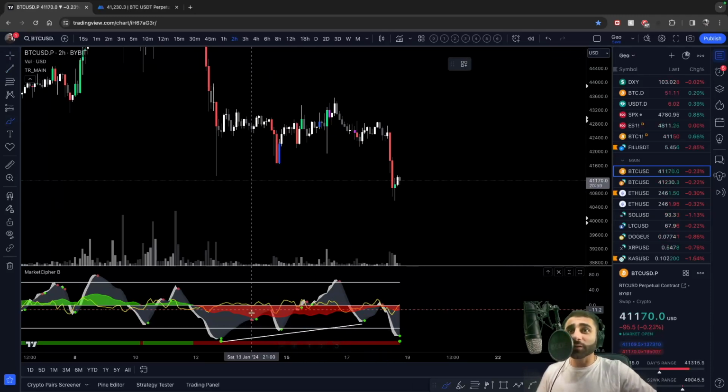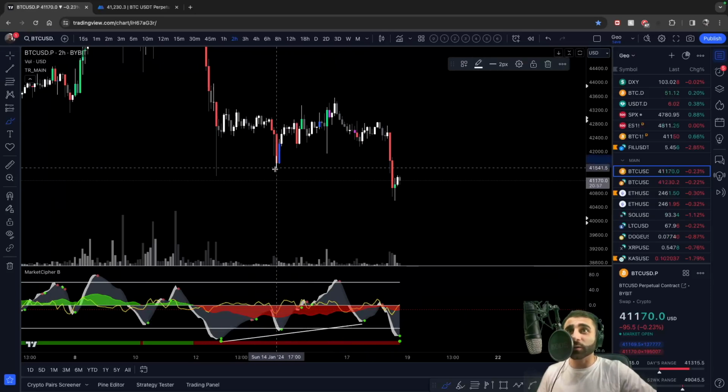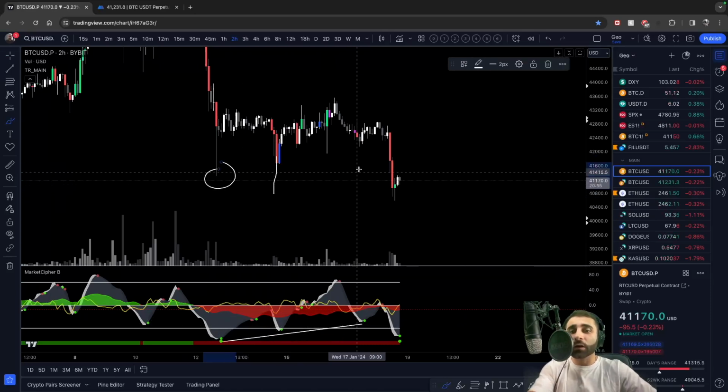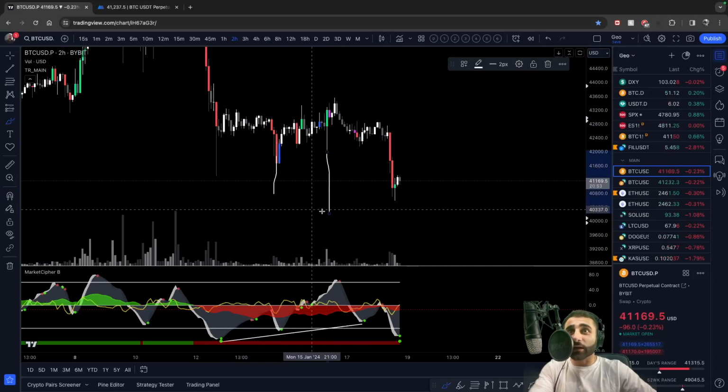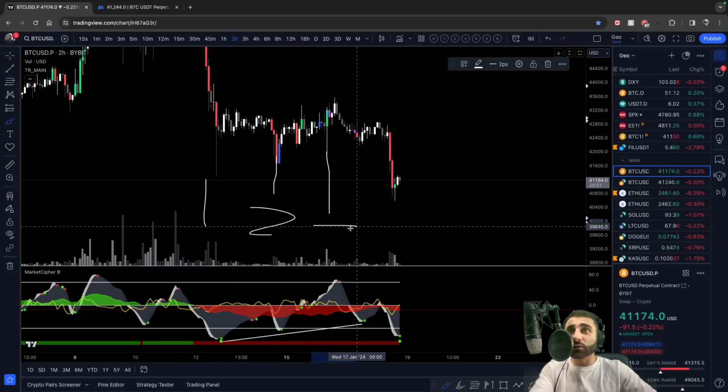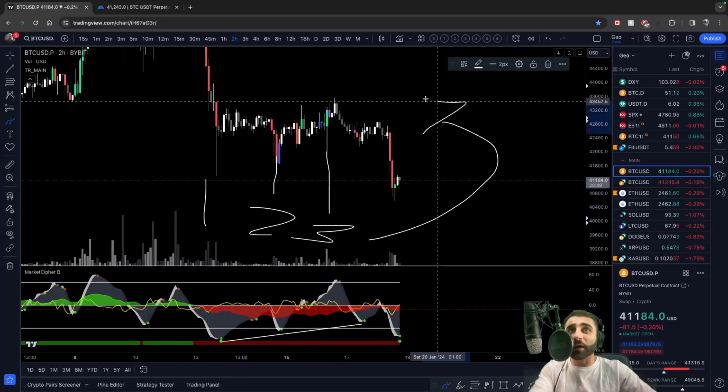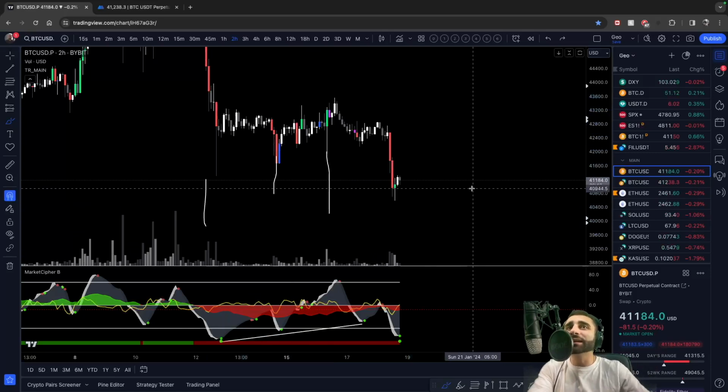If money flow was thick as it is here, and this wick came down to take out this low, and this wick came down to take out this low, and we had the 1, 2, 3 tap, then I would have way favored coming to the upside. But we didn't have that.